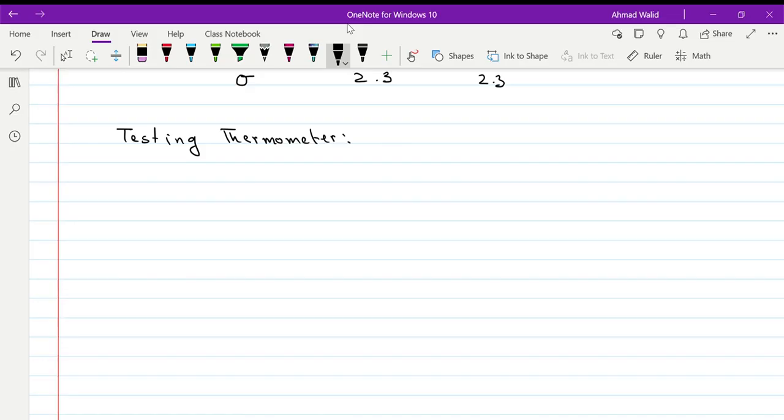Correct? In this example, the mean is 0 because when you put your thermometer in ice water, of course, the mean is 0, correct? 0 degree. Your standard deviation is 1, correct? And we want to test this thermometer, correct? Readings were normally distributed.